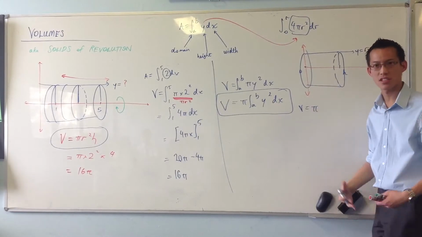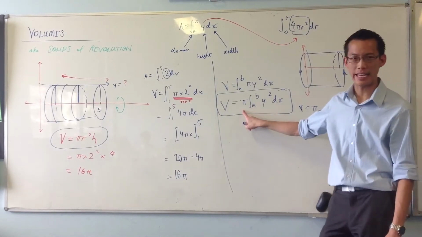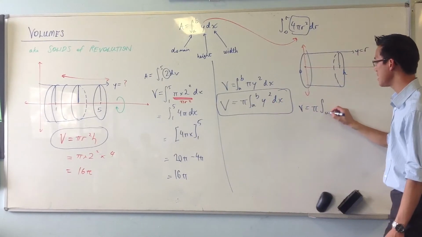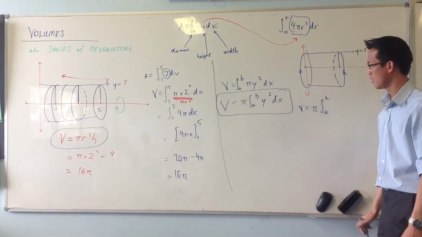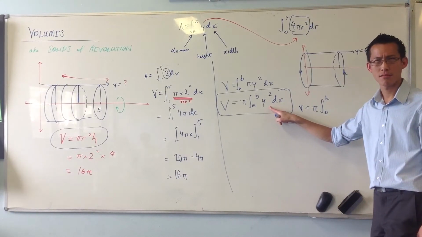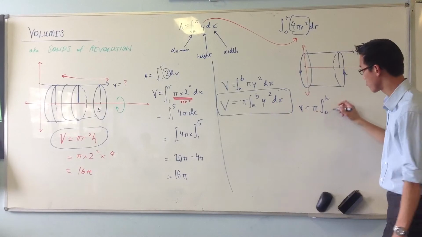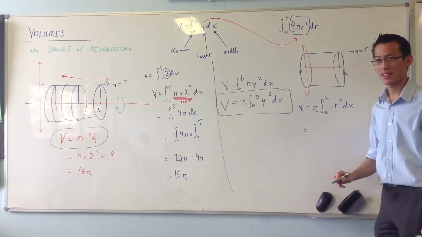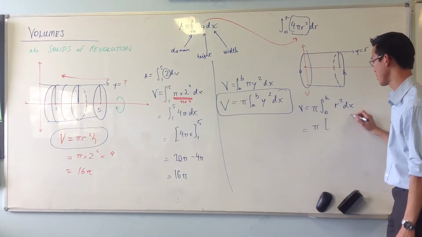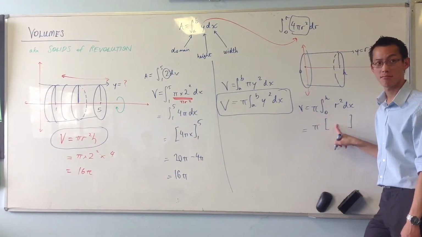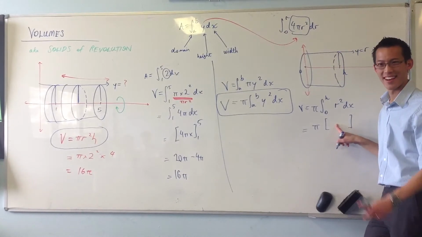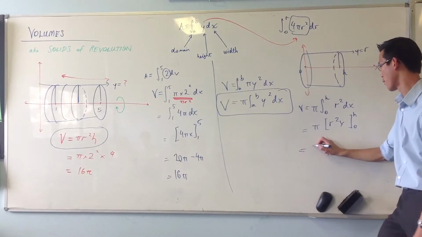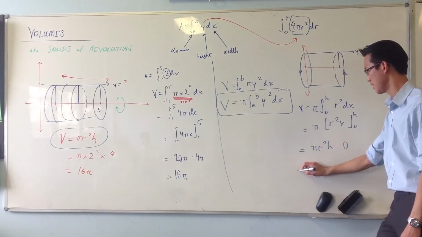Pi out the front, because it's a constant. By the way, a lot of people forget the pi because they're focused on the integration. From 0 to h. Now what's y squared in this case? It's r squared. Good. And it's just a constant, isn't it? What's that equal to? When I actually evaluate this, what's my primitive? r squared is a constant, so it just comes out the front, from 0 to h. So therefore, I've got pi r squared h minus 0.